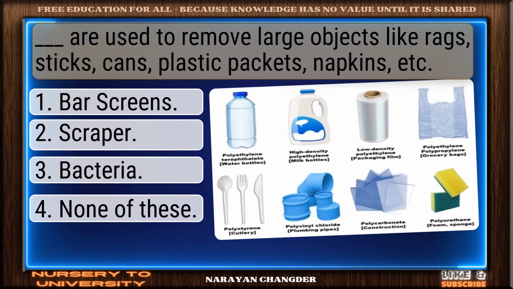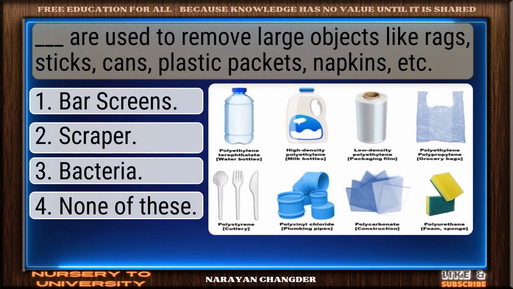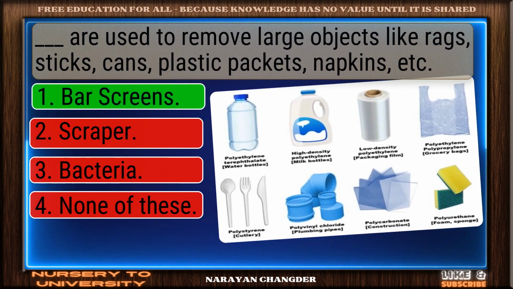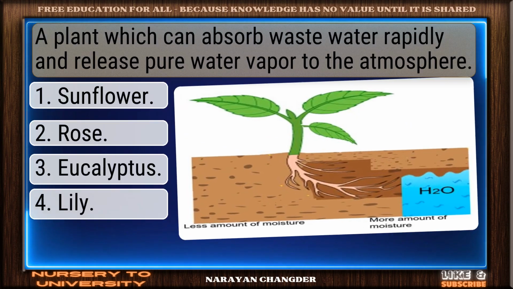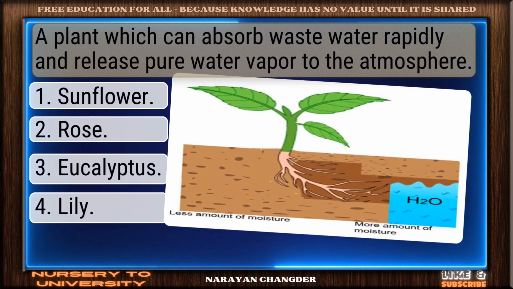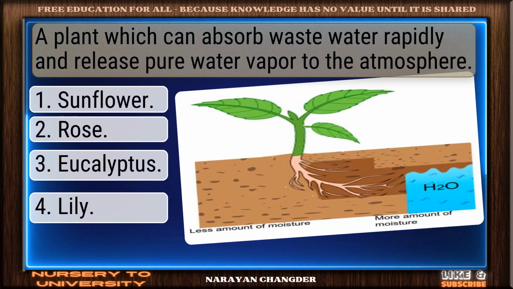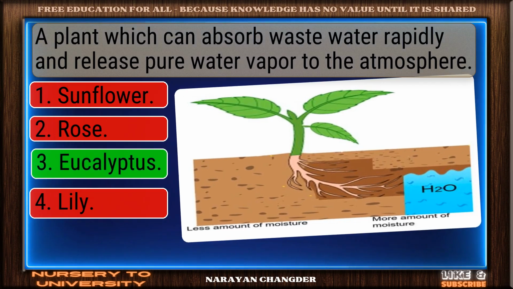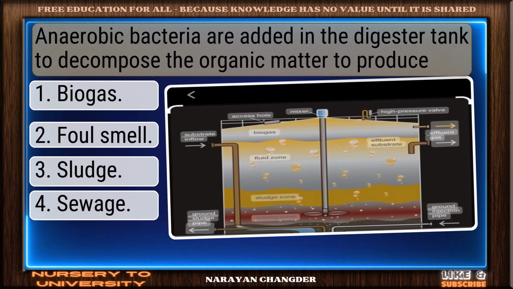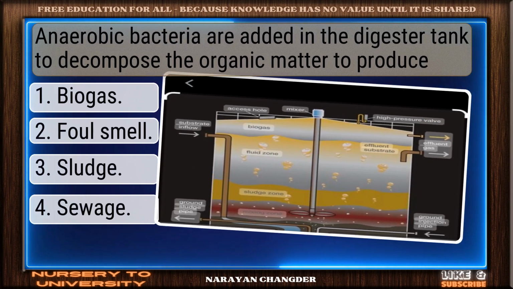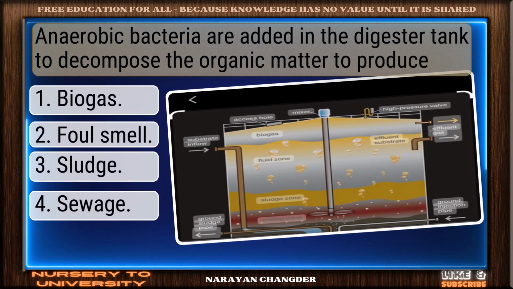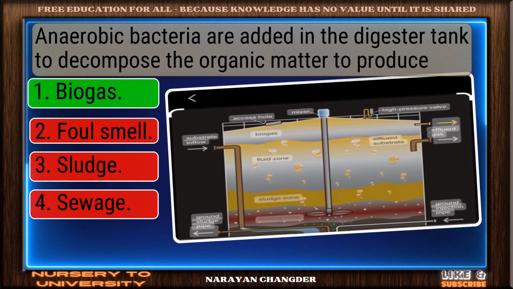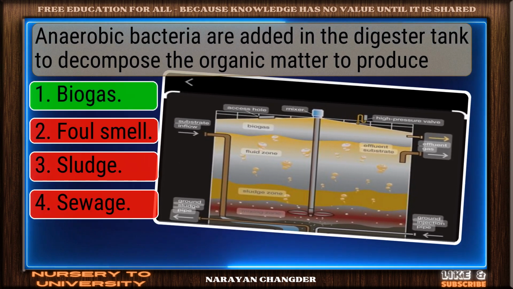Question number 16. Dash are used to remove large objects like rags, sticks, cans, plastic packets, napkins, etc. On track. Bar screens is the correct answer. Question number 17. A plant which can absorb wastewater rapidly and release pure water vapor to the atmosphere. Strong choice. Eucalyptus is the right answer. Question number 18. Anaerobic bacteria are added in the digester tank to decompose the organic matter to produce. Nice selection. Biogas is the correct and valid answer.